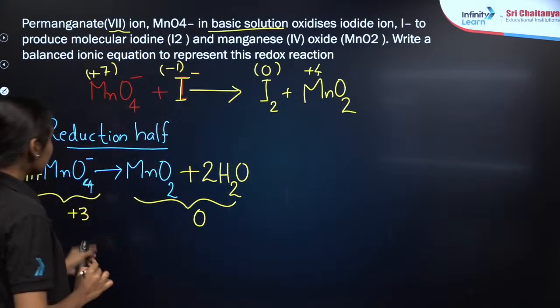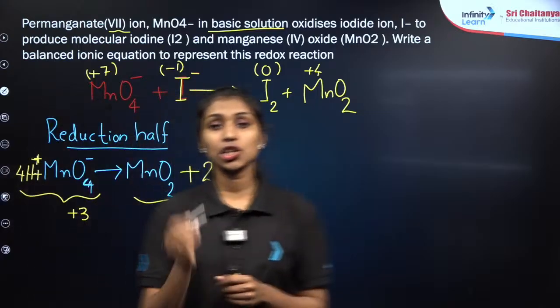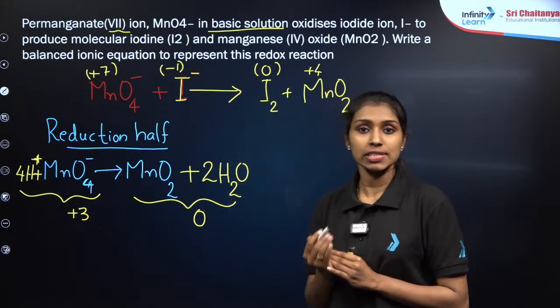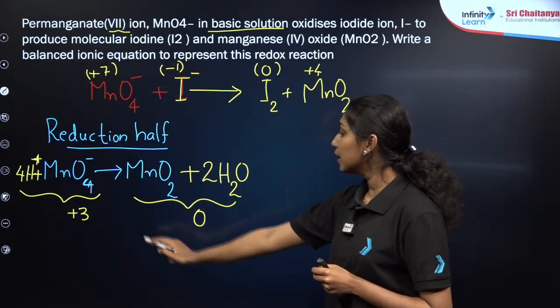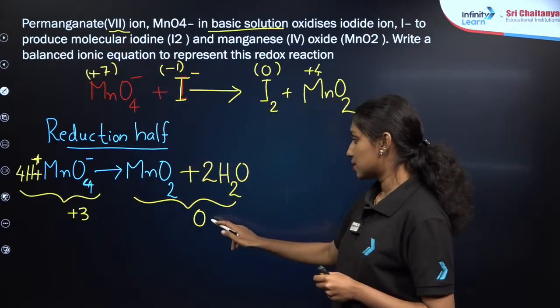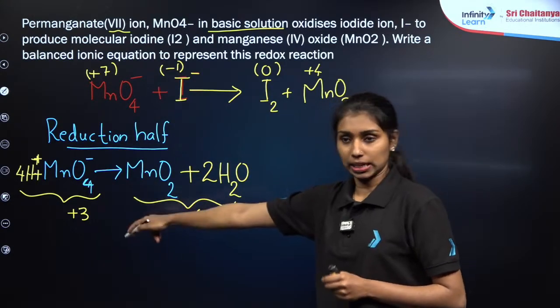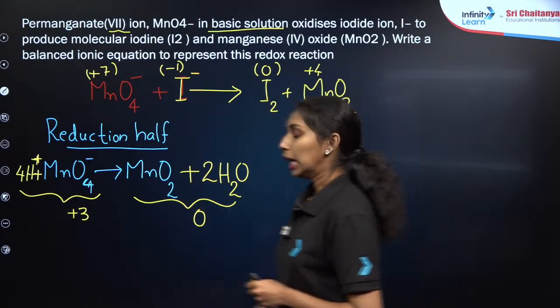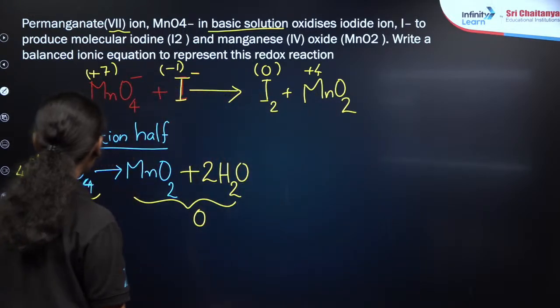There is a point that whenever you have to balance the charge, you just add the sufficient number of electrons to the side where the maximum positive charge is present. So you can see here, it is plus 3 and 0, right? Which is the maximum one? Plus 3. So how many electrons are we adding? 3 electrons, right? 3 electrons are added to the left hand side.